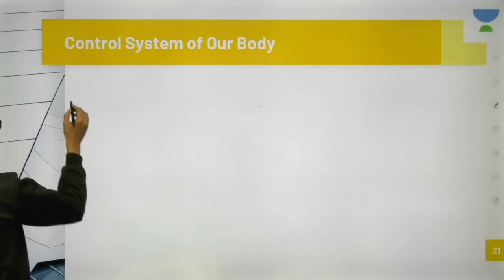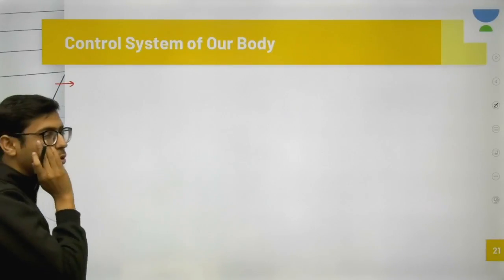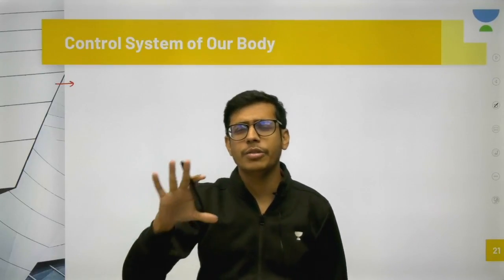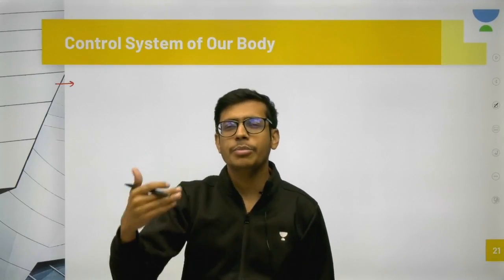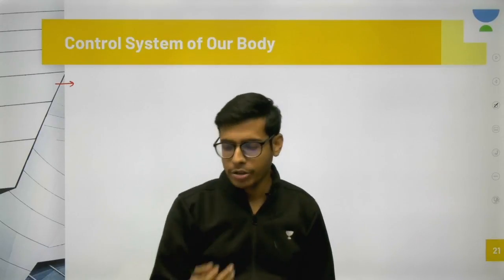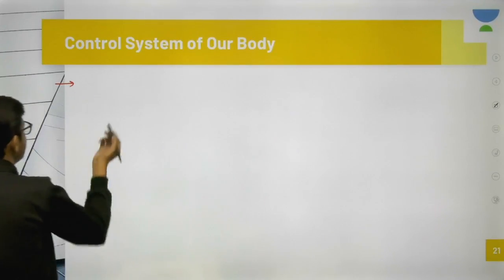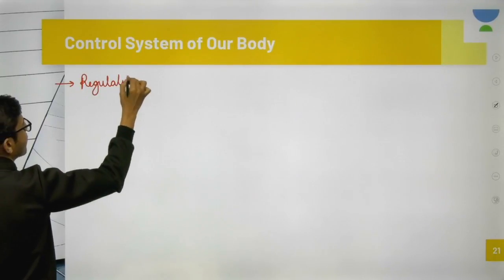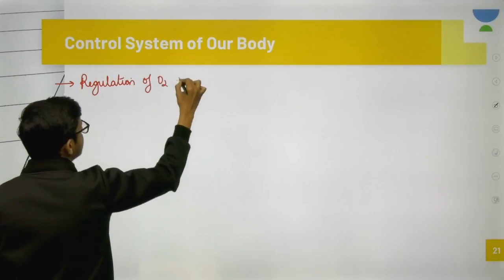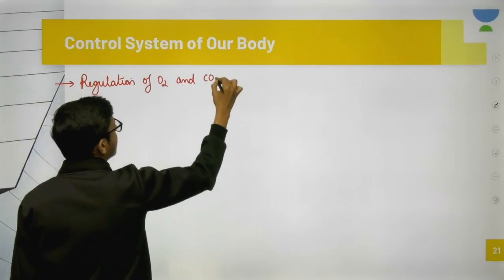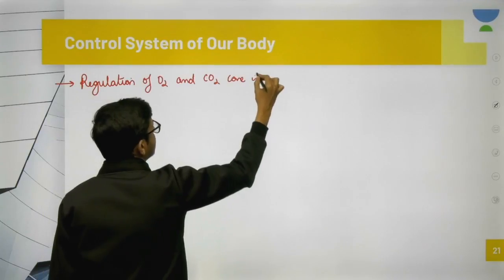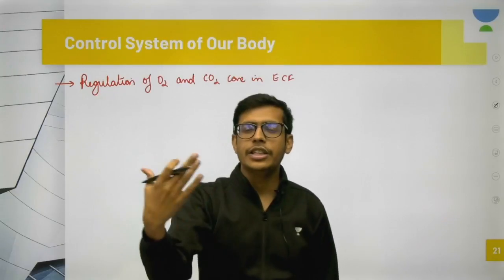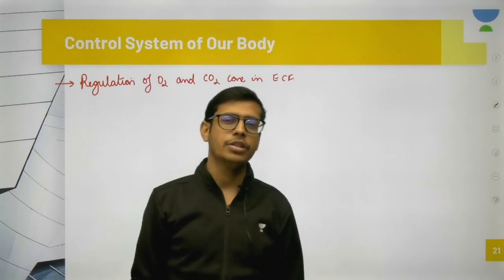So when you talk about the control system of our body, obviously there are two regulations. One would be regulating everything. What is the basic regulation? Continuity of oxygen and carbon dioxide. So regulation of oxygen and carbon dioxide concentration in ECF. Obviously it is controlled autonomically. Obviously it is based on the hemoglobin buffer system also.